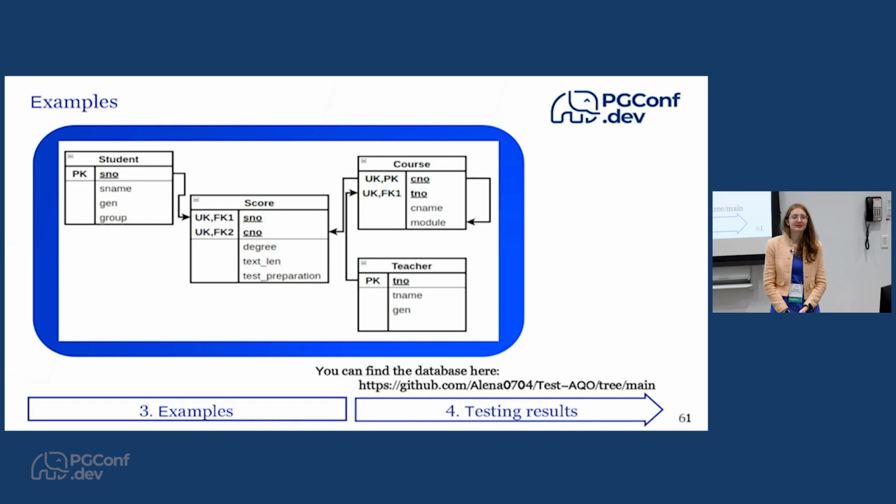This database describes the situation when students try to take an exam. Some of them write an essay, and we collect information about word counting. It is the text-len column. And some students have a preliminary course before taking an exam, and it is the test preparation column here. You can find more information about this database if you follow the link.